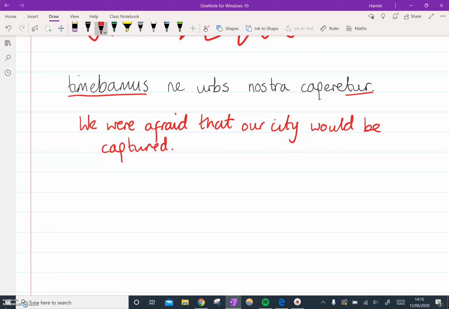Now you might be thinking, right, well, caperetur is imperfect subjunctive because it's the infinitive plus the ending. And it is imperfect because the whole fear happened in the past. But a fear, and generally a subjunctive, suggests something that hasn't definitely happened, but has the potential to happen. So that's why instead of translating it as "we were afraid that our city was being captured", we translate it as "it would be captured", because all these weird clauses, like purpose clauses and result clauses and everything, don't describe things that have definitely happened. They describe things which have the potential to happen.